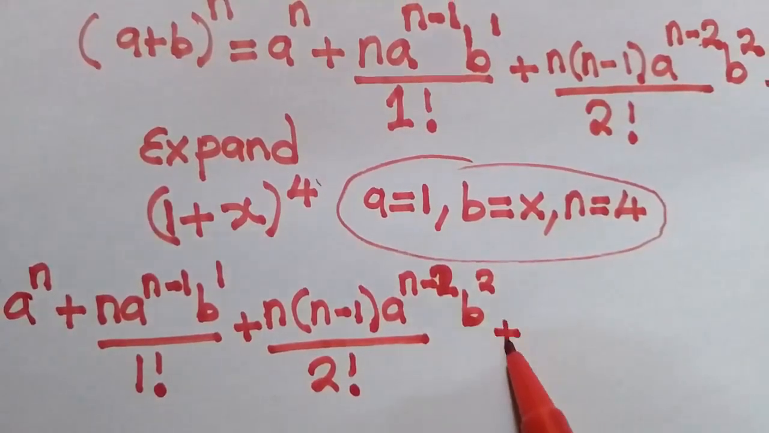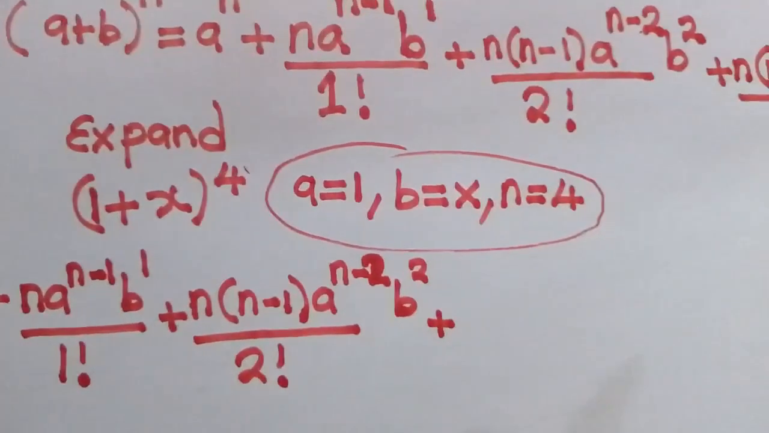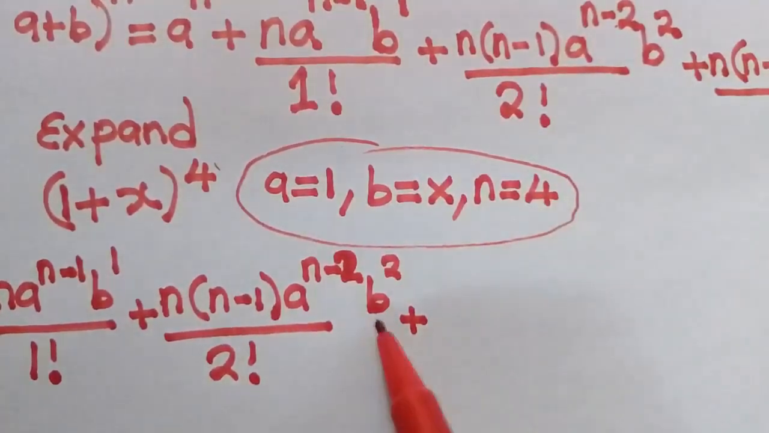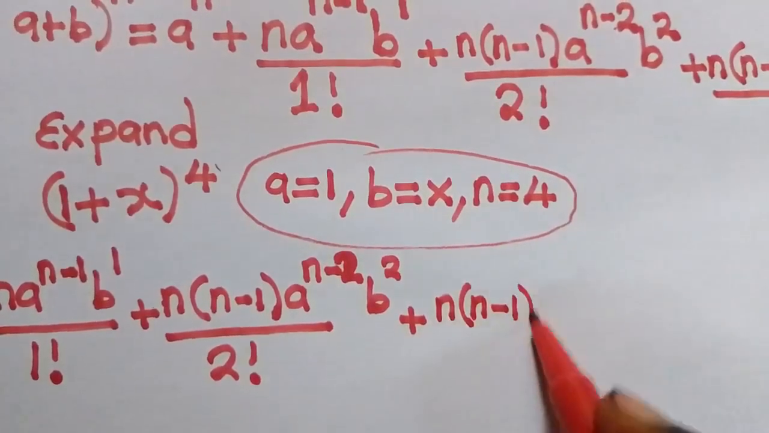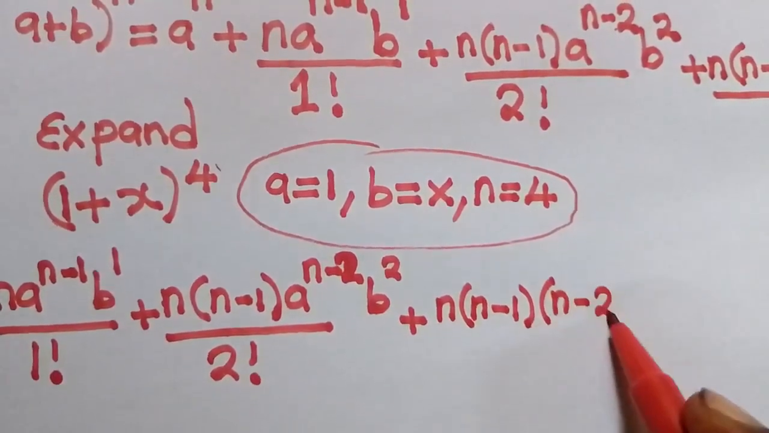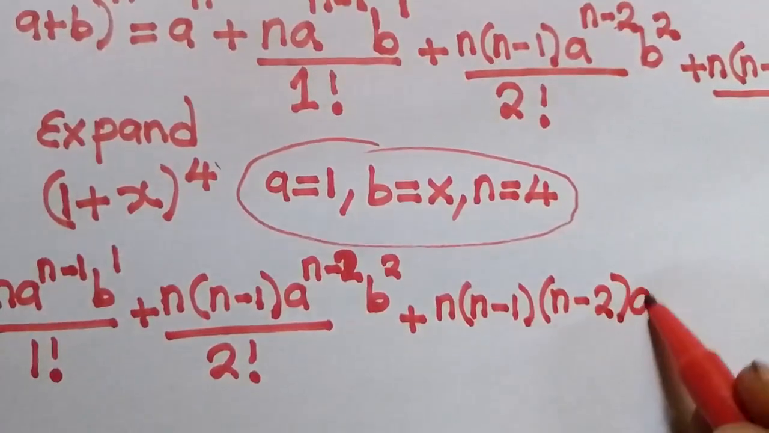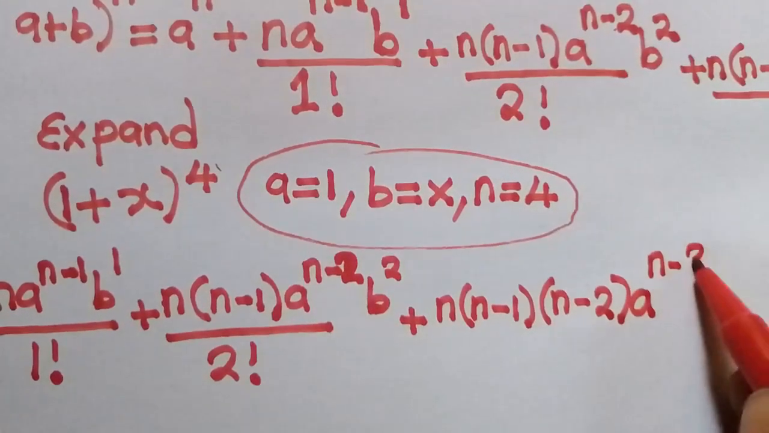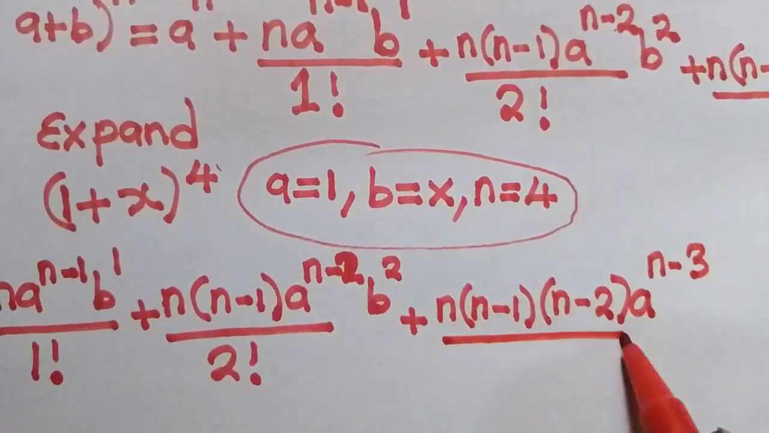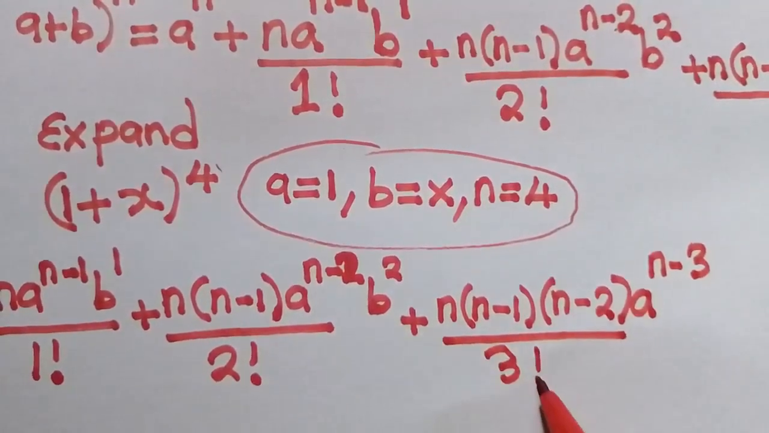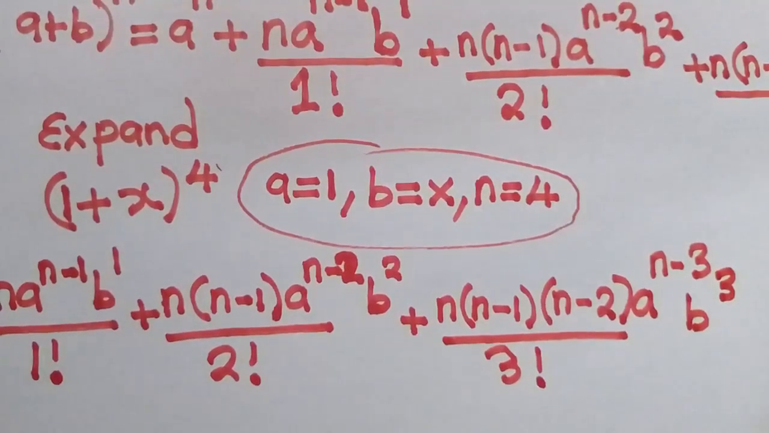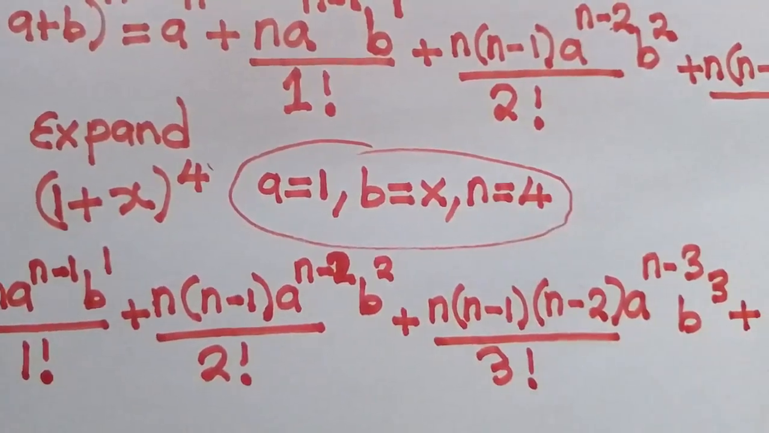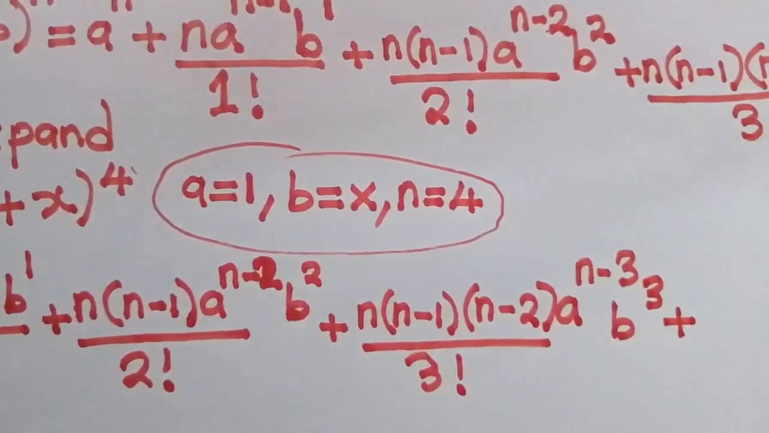Then you continue plus. You go to the third one. This one comes down here, so you're going to have n, n minus 1, n minus 2, like that. Then a raised to the power n minus 3. Here you put 3 factorial. Then b raised to the power 3. The power we are having is 4, so I continue.